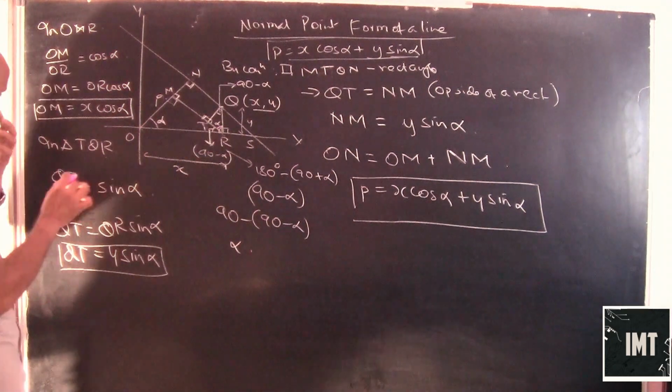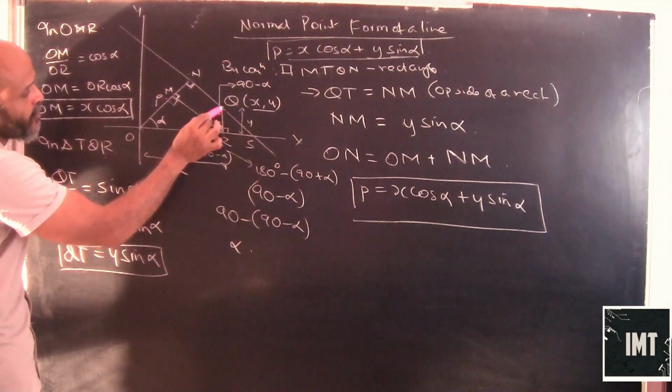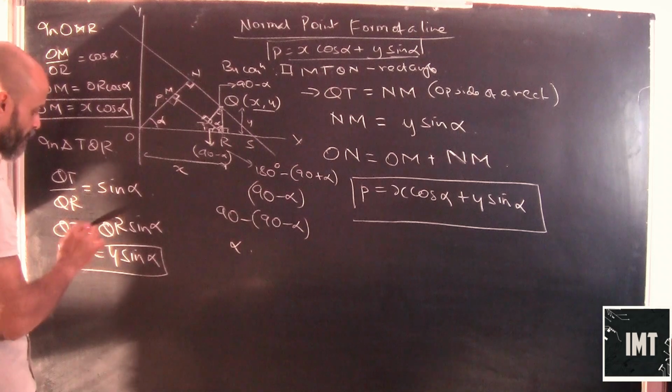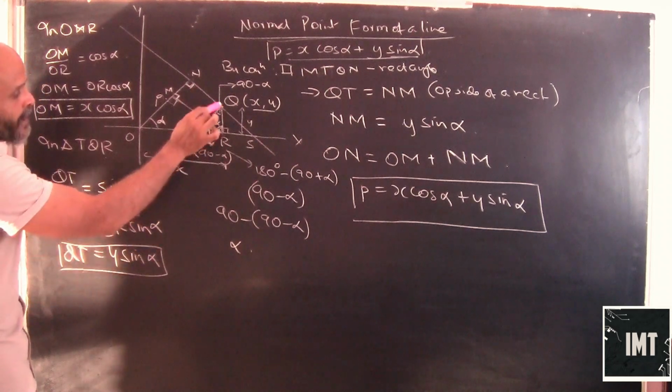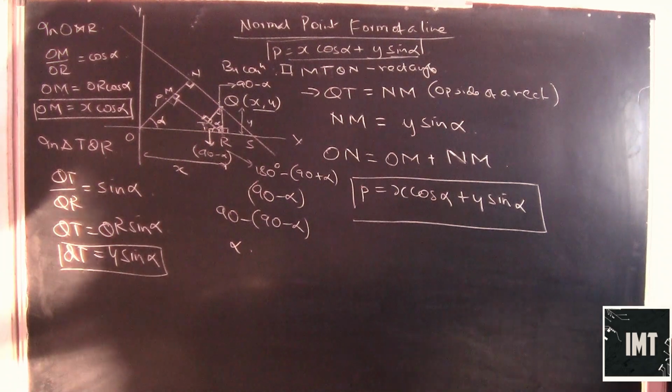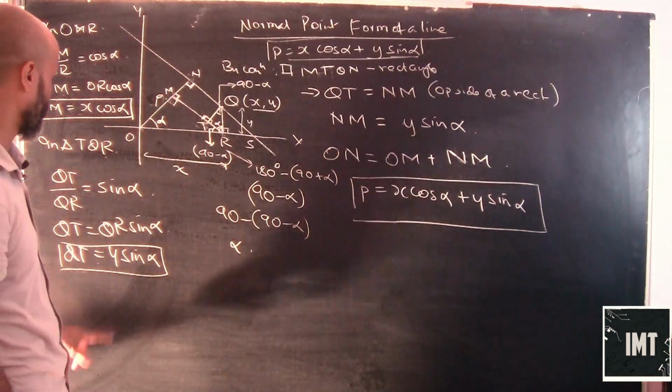So now we take QT. Let's say QT by QR is equal to sine alpha. So QT is equal to QR sine alpha. So QT will be equal to Y sine alpha.